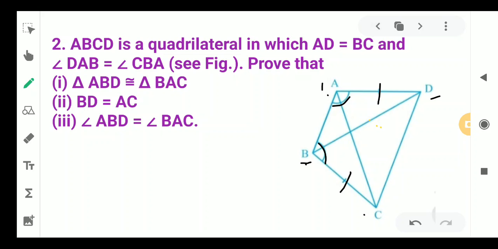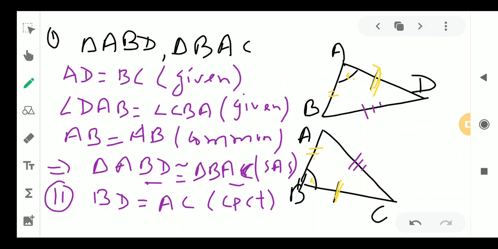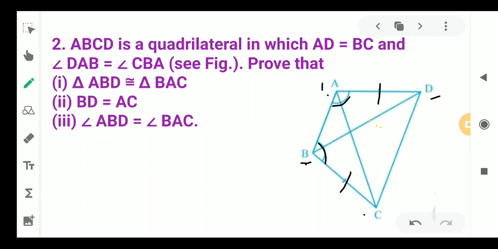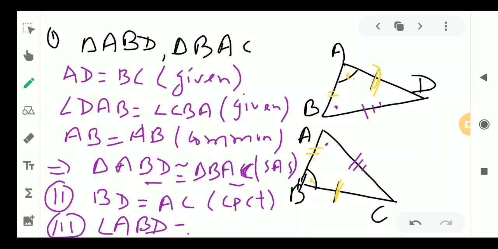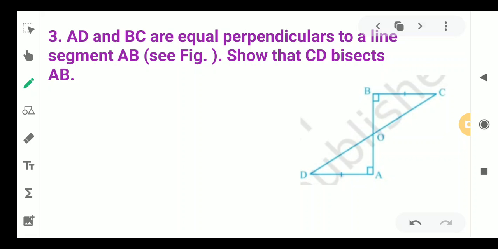Then the third part is angle ABD equals angle BAC. Now angle ABD, this one, and angle BAC, this one. So these will also be equal by CPCT. So we can write third part, angle ABD equals angle BAC by CPCT. So this way we can show that if these two triangles are congruent, then their remaining corresponding parts are also equal.